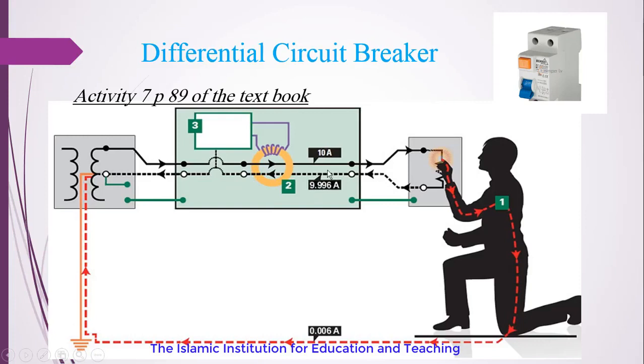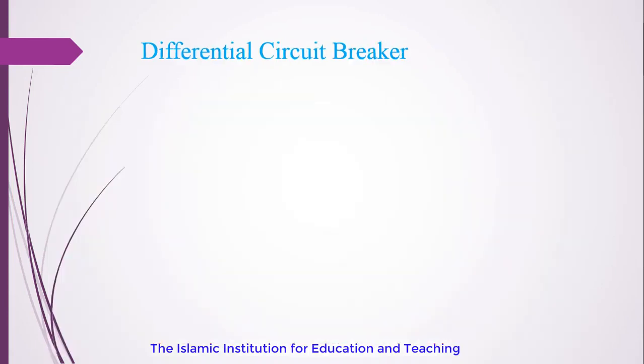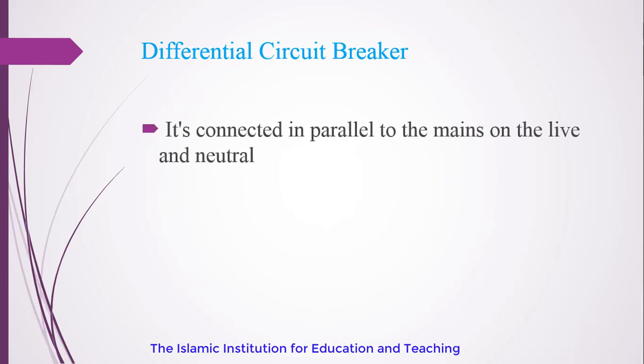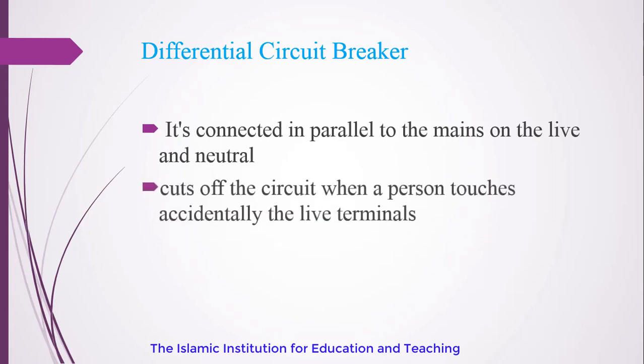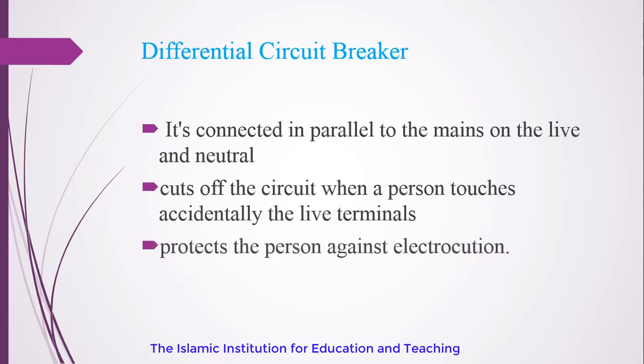The differential circuit breaker will detect this difference between the live line and the neutral line, and it will be released, thus protecting this person from electrocution. Well, the differential circuit breaker is connected in parallel to the mains on the live and in neutral, and not in series like the circuit breaker and the fuse. It cuts off the circuit when a person touches accidentally the live terminals. It protects the person against electrocution.